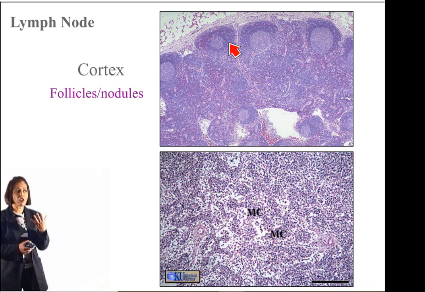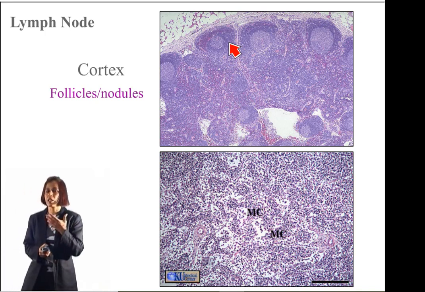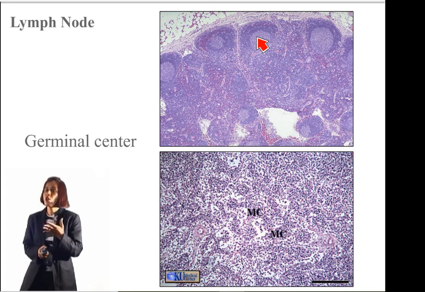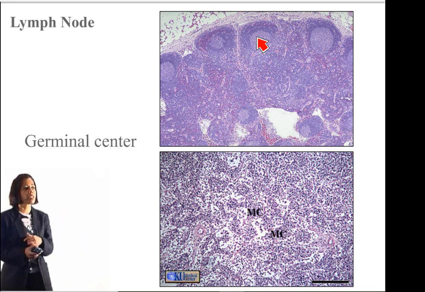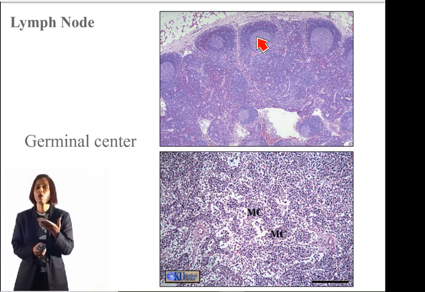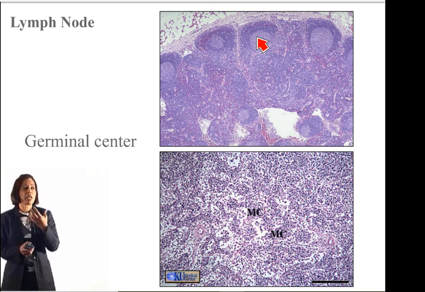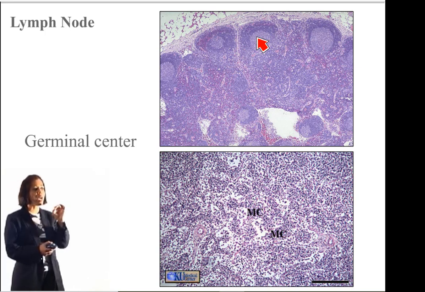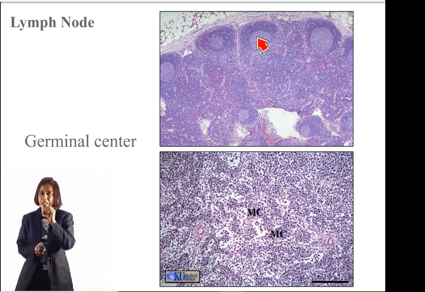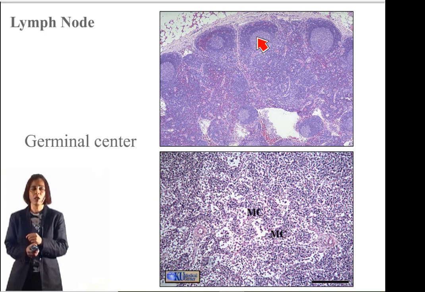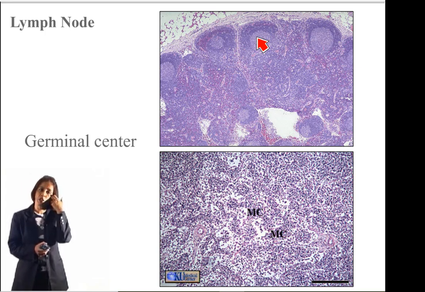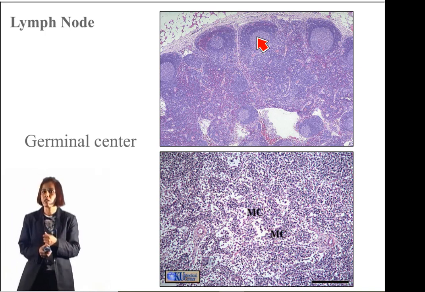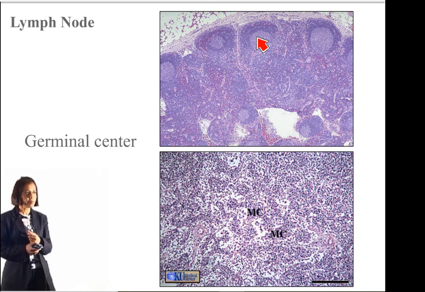And in the center of each nodule, you may see a lighter staining area which is known as the germinal center. You don't necessarily have to see a germinal center. You see germinal centers only when there is some infection. And the reason the germinal center is lightly stained is because it has the stem cells, known as lymphoblasts, which have a lot more cytoplasm than a mature lymphocyte, and that takes up a light stain. So that's why the germinal center is always lightly stained.